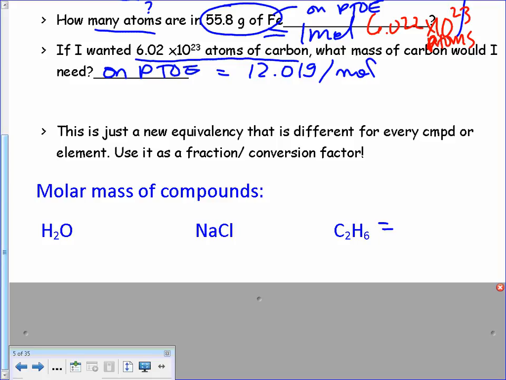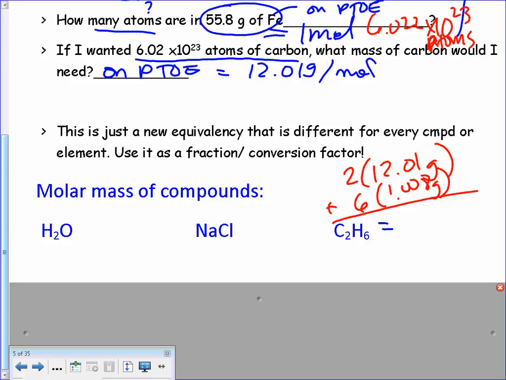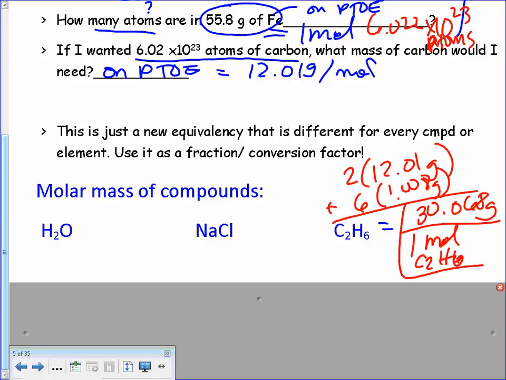Okay, down here, adding up 2 carbons and 6 hydrogens, go. 2 times what? Okay, plus what? 6 times 1.008. 30.068 grams per mole. I'm just writing that for you because I want you to recognize that molar mass always has 2 units, grams per mole.